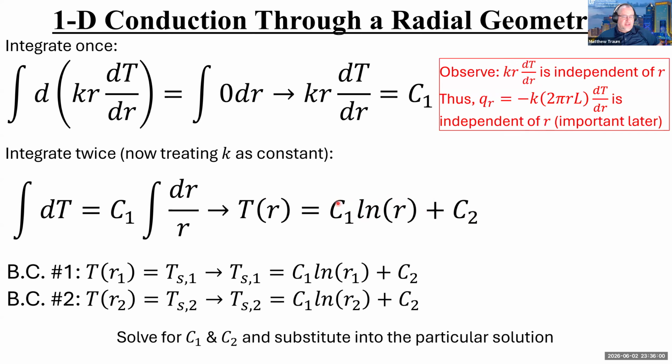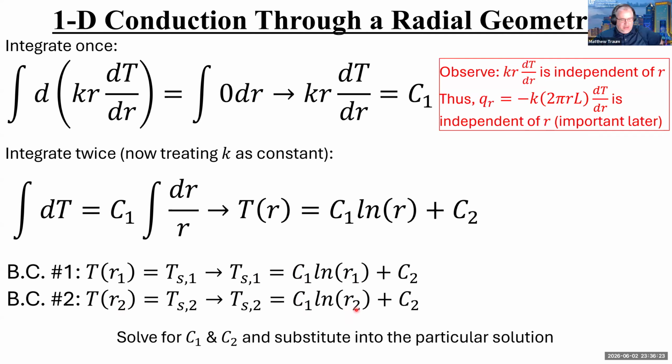I did two integrations, so I have two constants of integration. I have to put in two boundary conditions. My boundary conditions are that the temperature at r1 is the surface temperature at 1, and the temperature at r2 is the surface temperature at 2. So I plug those in. I have two equations, two unknowns, C1 and C2. I can solve these simultaneously. I'm not going to do it for you.